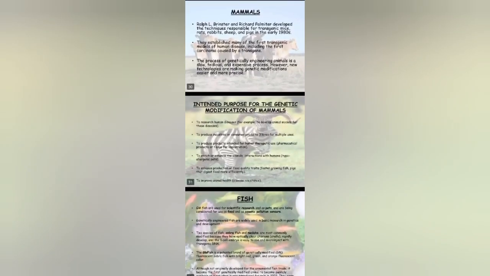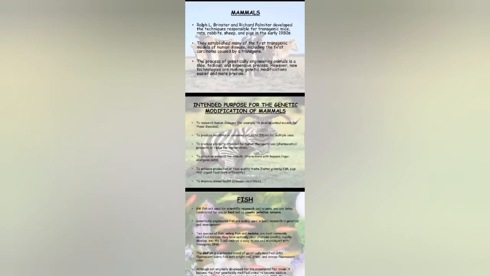Mammals. Ralph L. Brinster and Richard Palmiter developed the techniques responsible for transgenic mice, rats, rabbits, sheep, and pigs in the early 1980s. They established many of the transgenic models of human disease, including the first carcinoma caused by a transgene. The process of genetically engineering animals is a slow, tedious, and expensive process. However, new technologies are making genetic modifications easier and more precise.